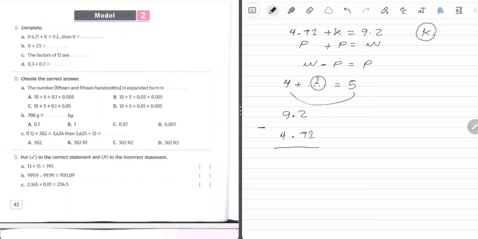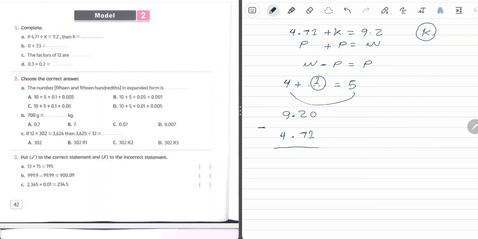First of all, the most important part: you have to be sure about the decimal point. It must be lined up together in the given numbers. Number 2, check how many digits we have after the decimal point in the first number. It's 1 digit. Check the second number. It's 2 digits, so you have to add a 0 to the first number. Then subtract to find the value of k.